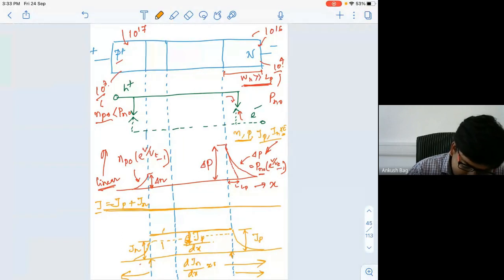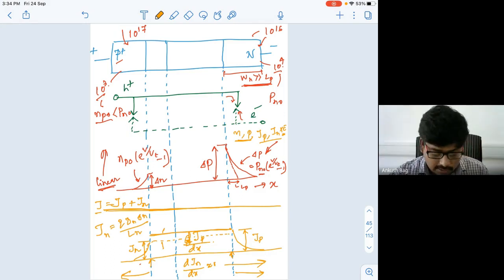This Jn and Jp you can easily write from the above equation. Your Jn will be, because we know del N is the carrier concentration, Q Dn del N divided by Ln. Similarly, you can find out Jp. So Jp is the current density at this depletion edge, and if you take the summation of both, we get the total current.